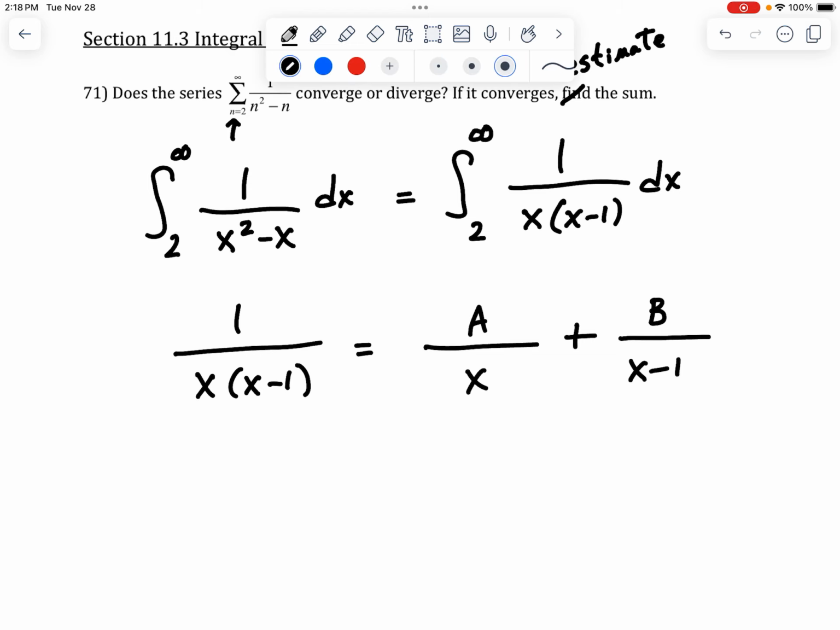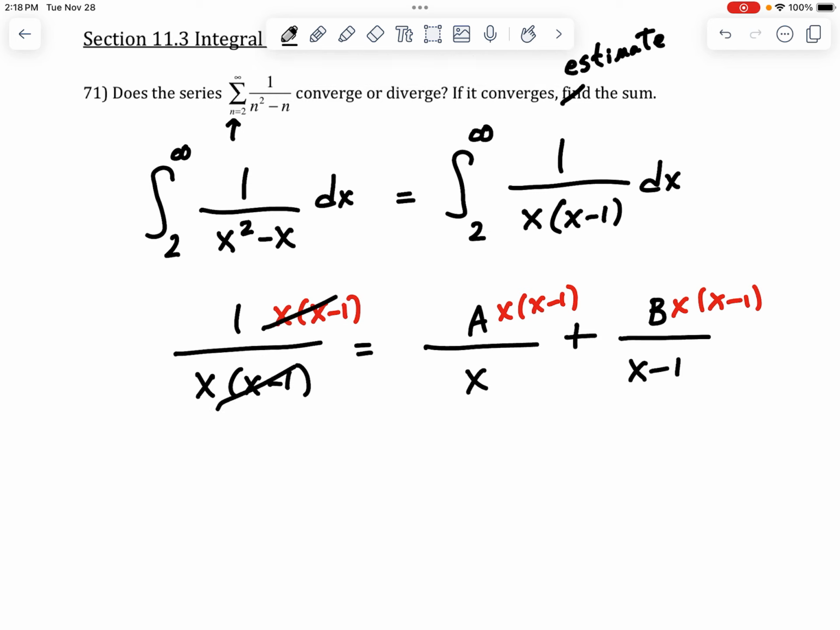And then when you multiply both sides by the least common denominator, which is the x times x minus 1, that's definitely going to simplify things. And on this side, these two cancel, so all that's left is the numerator. For the a, we'll just have a times x minus 1. And then we'll have b times x.